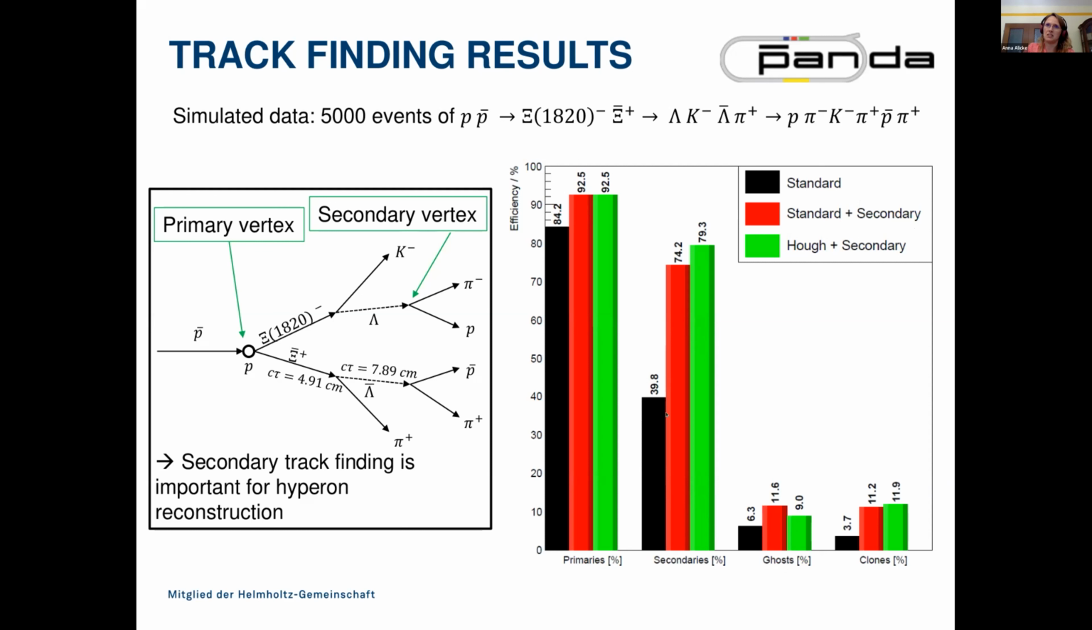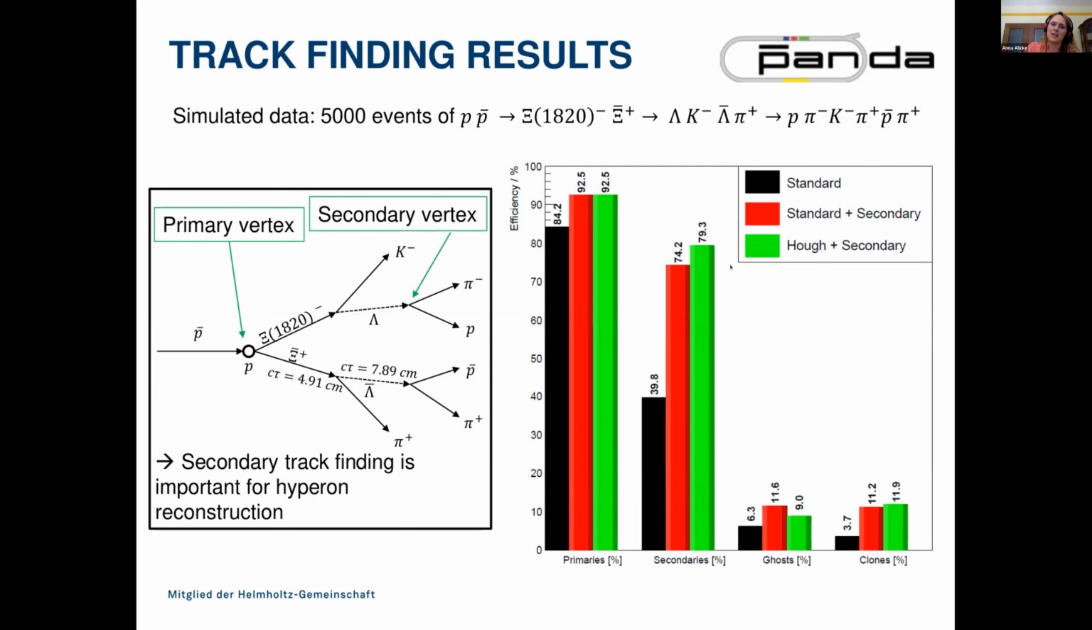What we see is, of course, that the standard track finder alone is quite bad in finding secondaries, which makes sense because it is not the secondary track finder. When I add the secondary track finder to the standard track finder, I was able to strongly improve the efficiency for secondaries. With the Hough plus secondary track finder, I get an even better result for the secondaries.